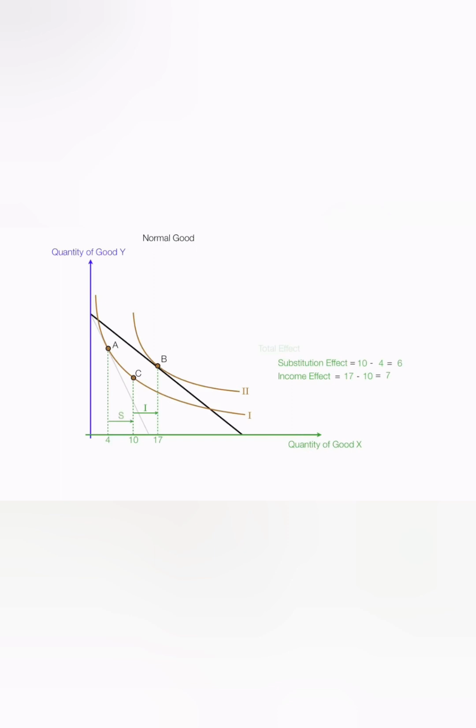The total effect is going to be that distance, and it's going to be the substitution effect plus the income effect is the total effect, which is 17 minus 4. And this is equal to 13. I could also take 6 plus 7, which is 13.